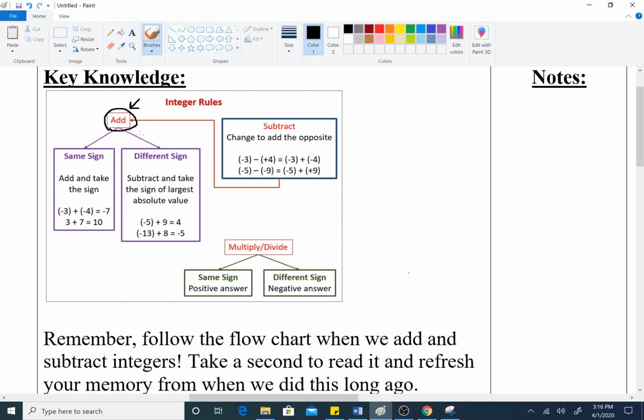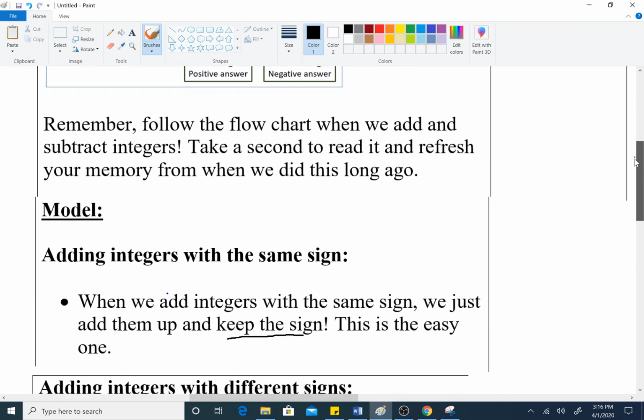So there's two different types of integer rules we're going to use today. We're going to use the same sign rule and then a different sign rule, okay? So when I have the same sign rule, both of my numbers that I'm adding together are positive or they're negative. Or my other scenario is that they're different signs. Maybe one's negative, one's positive, or maybe it's positive and a negative, okay? So we're going to look how to solve both types of those. So let's go down to the model.